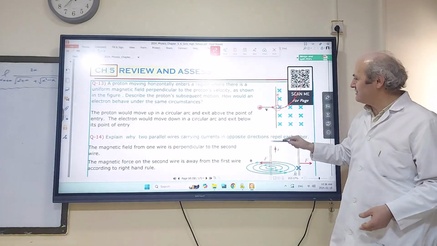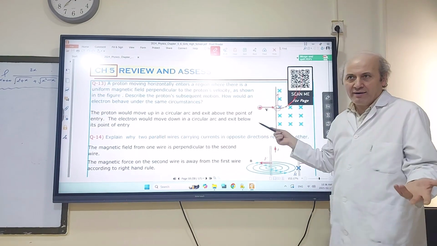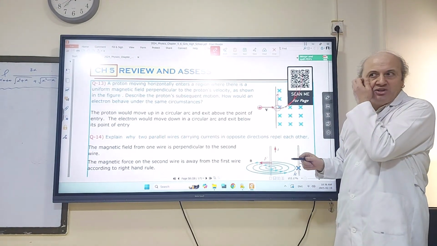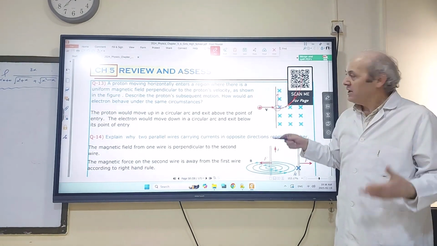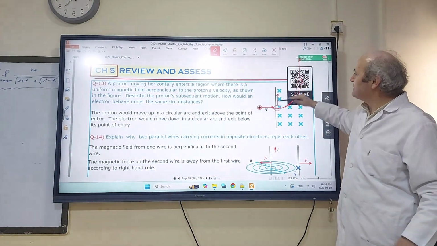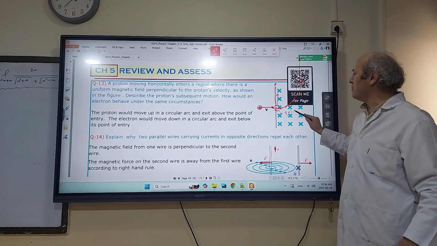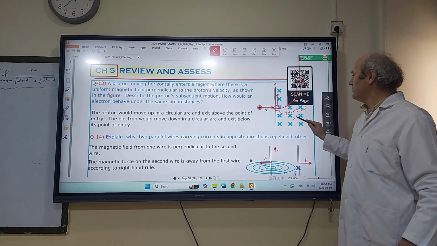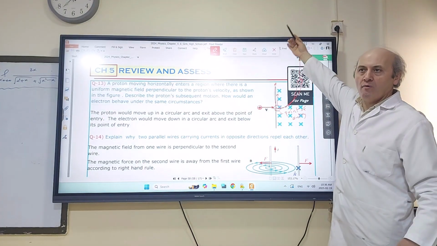Another method, remember, was this: positive and cross, counterclockwise arc. But the answer is given in the cheat sheet in terms of position from where they will leave. This proton will leave this magnetic field from a point above the point of entry. Here it says point of entry. So it will leave from a point above the point of entry.